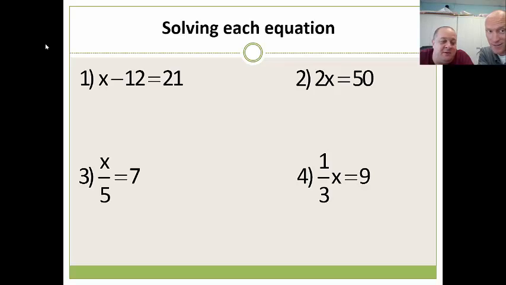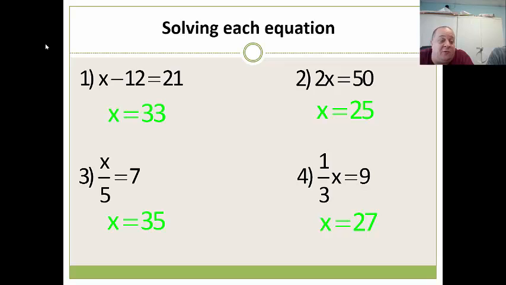And we're back! Well, let's see what you guys came up with here. Here are the correct answers for the first one, x equals 33, because we have to add 12 to the right side. And if we do that, we're going to get 33. We have to divide in this second problem, so 2x equals 50. If we divide both sides by 2, we'd have 25.